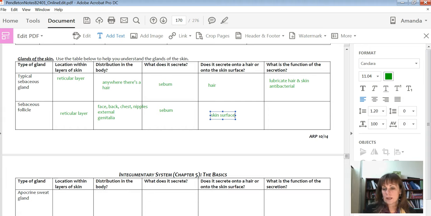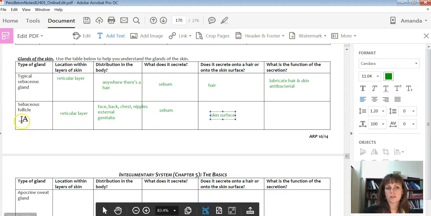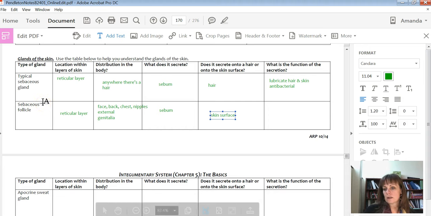Because these glands, or these follicles, are secreting sebum, the function is going to be the same as for the typical sebaceous gland. The interesting thing about these follicles is that their production of sebum after birth really is very, very low until you hit puberty, and then at puberty these follicles start really increasing their secretions.